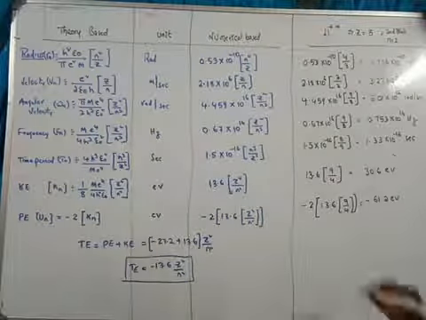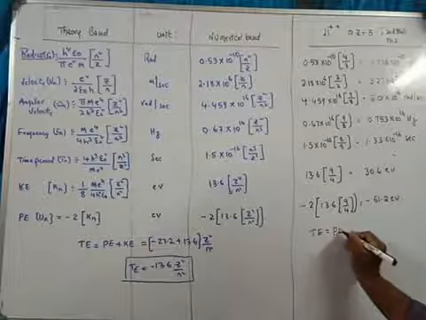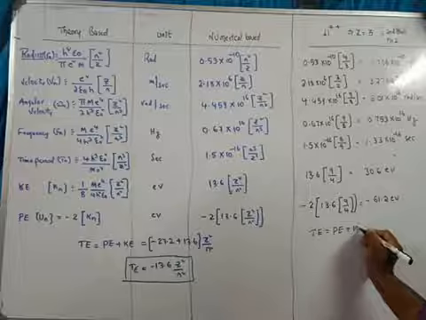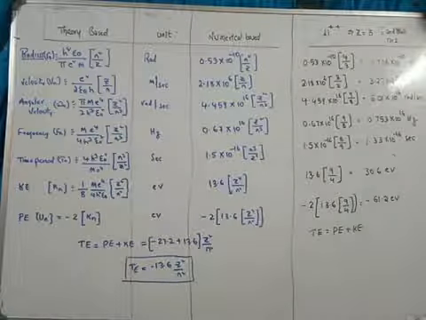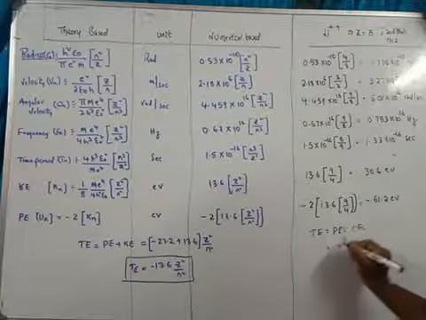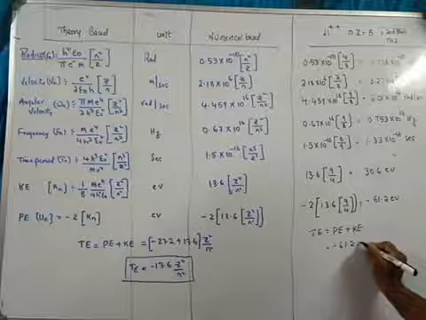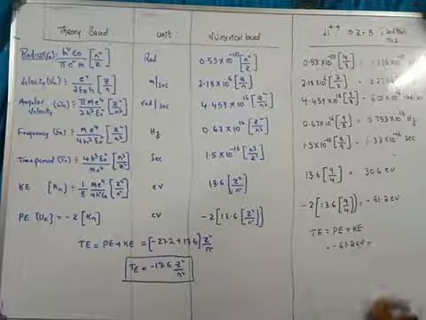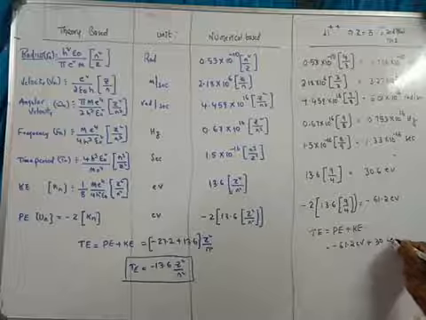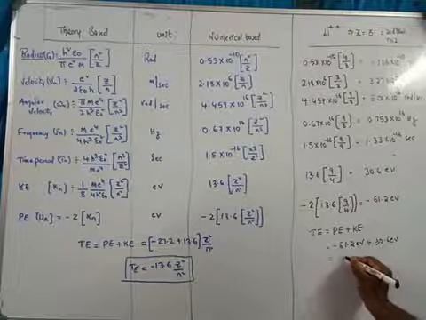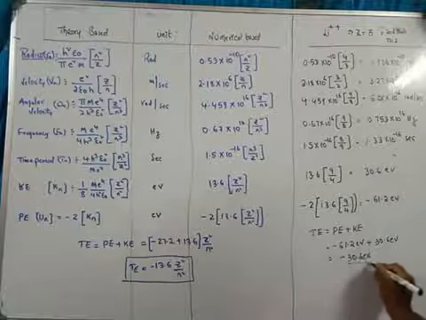Total energy is nothing but potential energy plus kinetic energy. Already we calculated the potential energy and kinetic energy. Potential energy is equal to minus 61.2 electron volt plus kinetic energy 30.6 electron volt. So we get minus 30.6 electron volt.